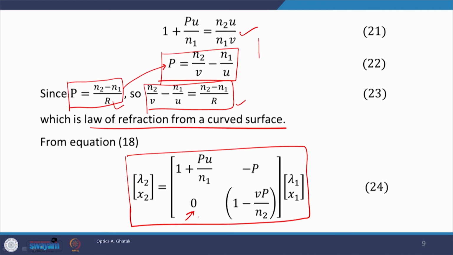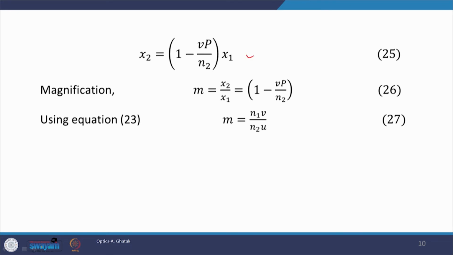Okay. And now again we will expand equation number 24 for the expression of x2, then we will get equation number 25. x1 and x2 are the height of the object and the height of the image. Now the ratio x2 to x1 is nothing but magnification, which we have already defined.